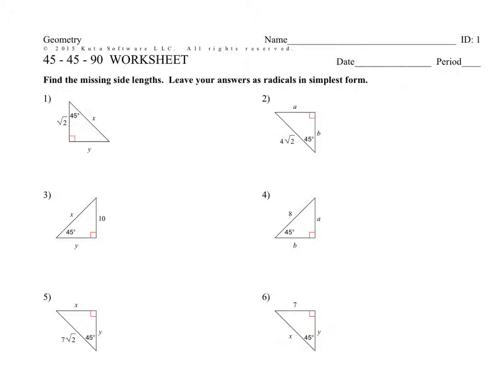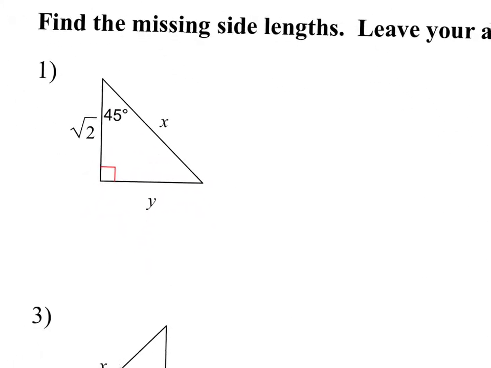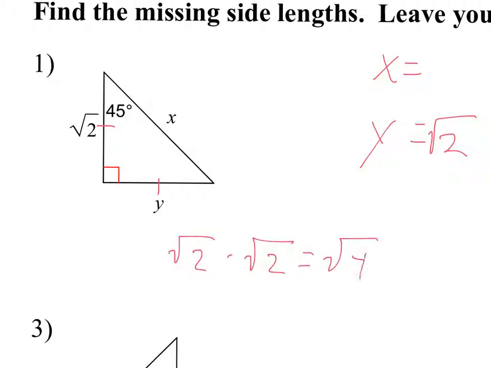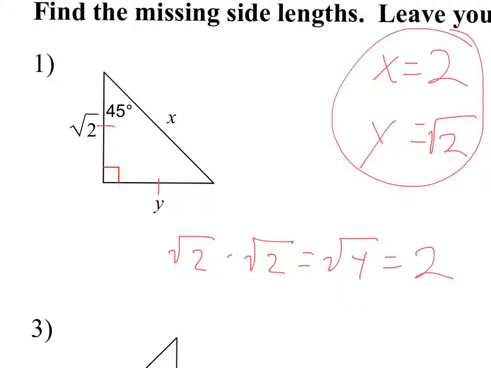Okay, actually, let's look at number 1 here, just to try one of these out. Well, we're looking for x, and we're looking for y. This is a leg, so those two are congruent. So what is y? It's going to be radical 2 because they're congruent. Now to go from leg to hypotenuse, I take radical 2 and I multiply it times radical 2. That equals radical 4. Square root of 4 is 2.